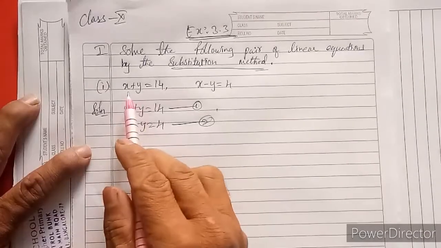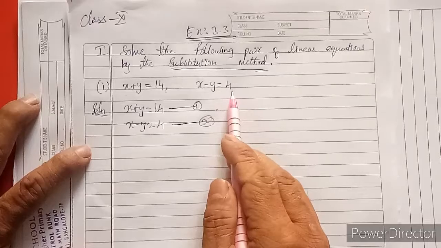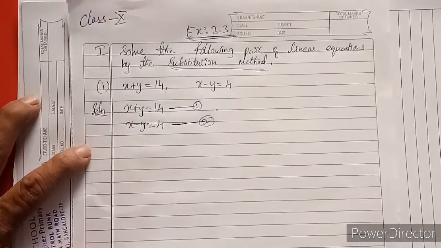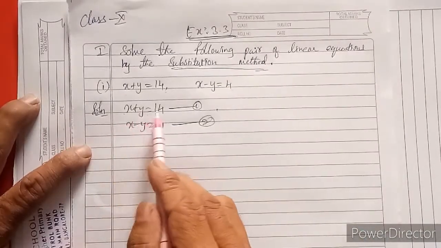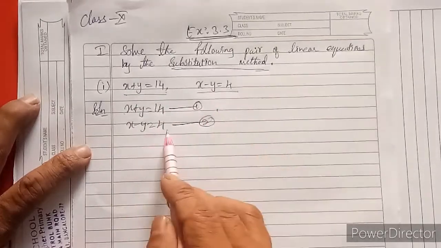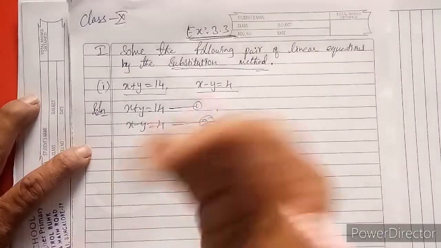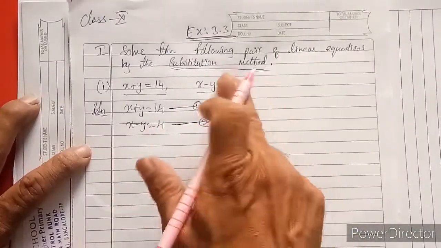Now the first question: x plus y is equal to 14 and x minus y is equal to 4. These are the two linear equations given. In the solution, x plus y is equal to 14 is equation 1, and x minus y is equal to 4 is equation 2. In the substitution method we take either equation and substitute.